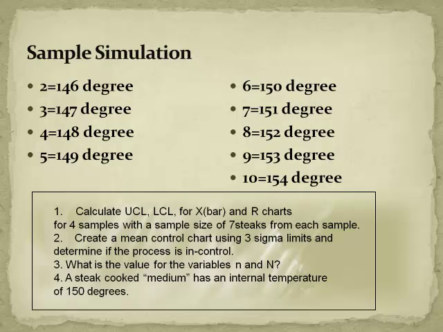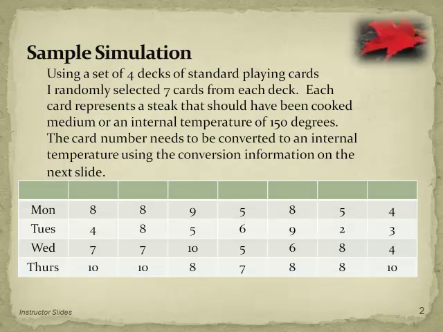For example, an 8 would represent an internal temperature of 152 degrees. This ranges from a 2, which has an internal temperature of 146 degrees, to a 10, which has an internal temperature of 154 degrees. I'm going to go back to the previous slide. This is the sample that I have selected. So our sample size, little n, in this example is 7, and big N, the number of samples, is 4.